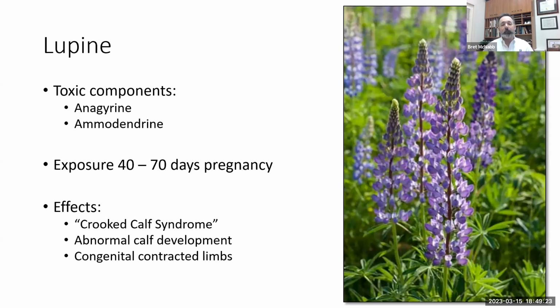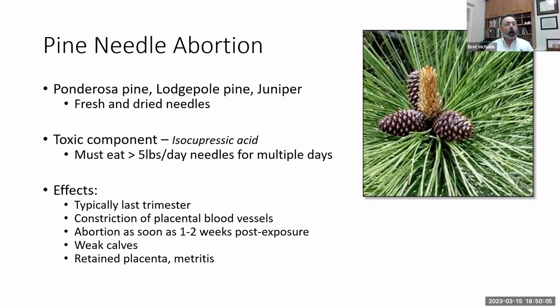Lupine, again, has multiple colors in the flowers that can happen here. A couple different toxic components tend to concentrate in the seeds. It affects cattle, but doesn't seem to affect small ruminants that much. But when we have exposure between 40 and 70 days of pregnancy, it can cause a lot of congenital defects. So sometimes it's called crooked calf syndrome because of the way that the joints fuse and aren't able to move around. But it causes these abnormal calves, sometimes with these contracted limbs that are born, or you might have to have a C-section because they can't flex and stretch in order to be delivered in a normal way.